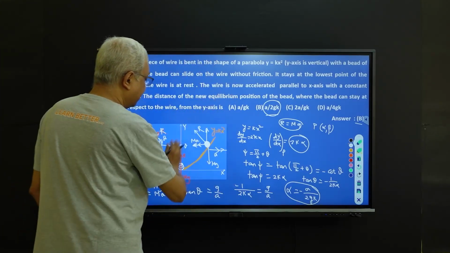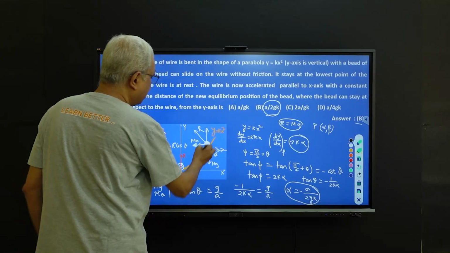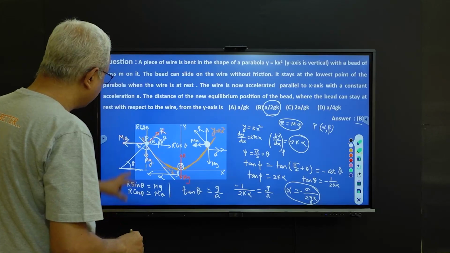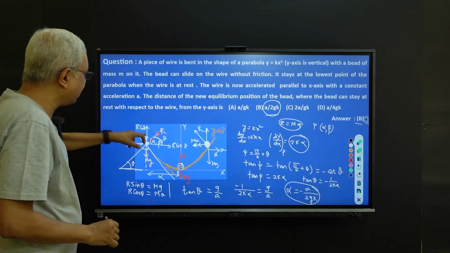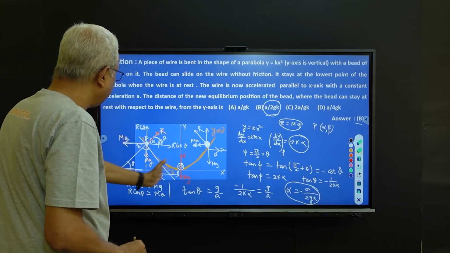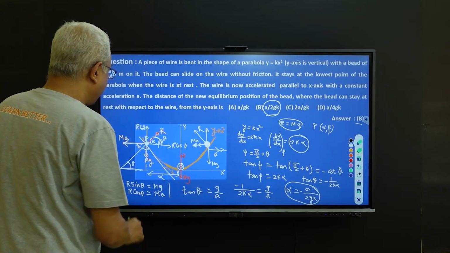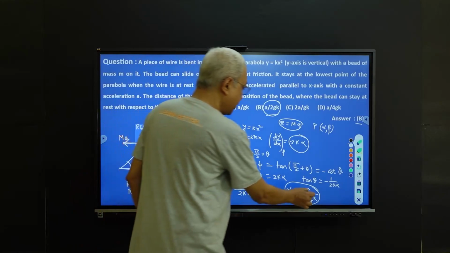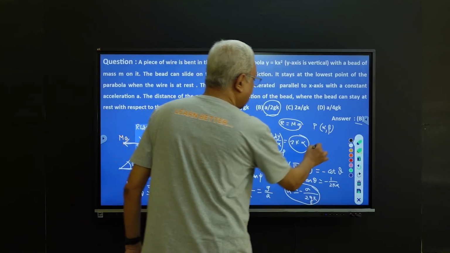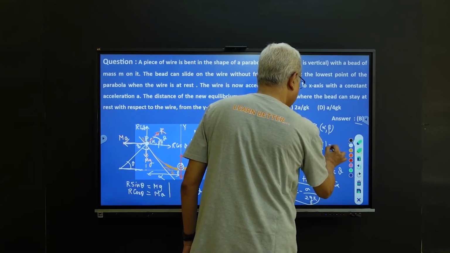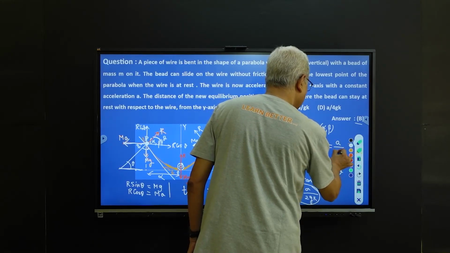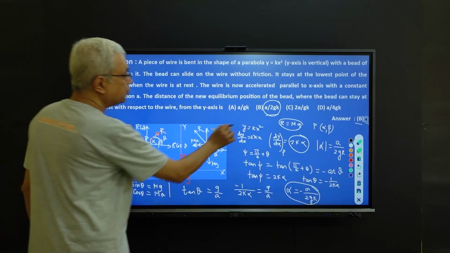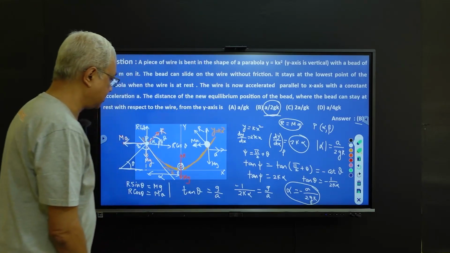So in the right part of the parabola, we can never get a point where the bead can be at equilibrium. It will always be at this point which is in the left part of the parabola. And the distance of this point is alpha, whose magnitude is actually a by 2gk. So a by 2gk is the correct answer.